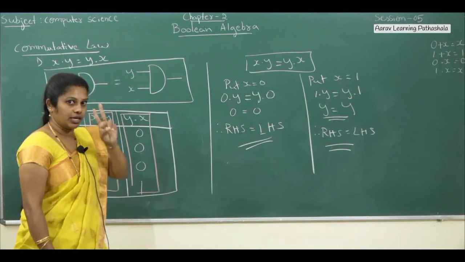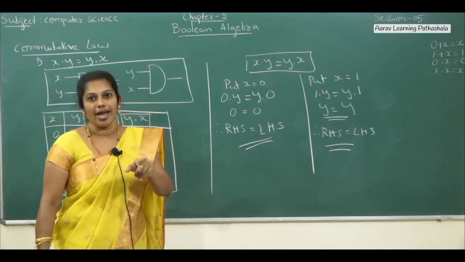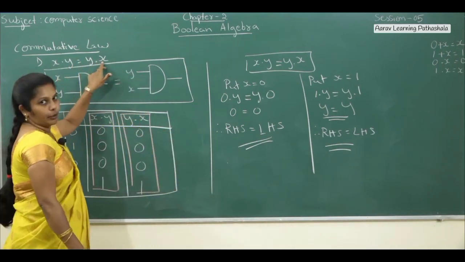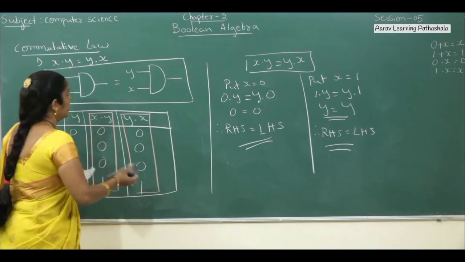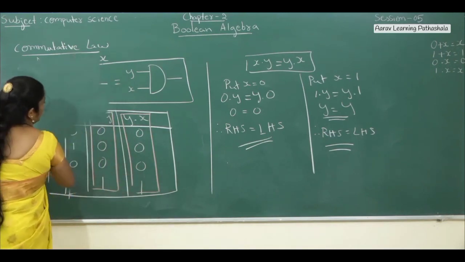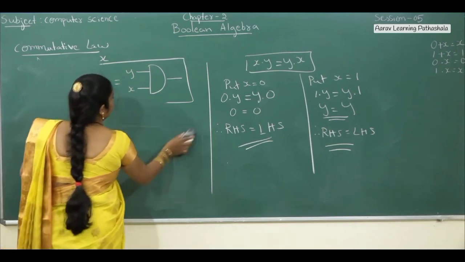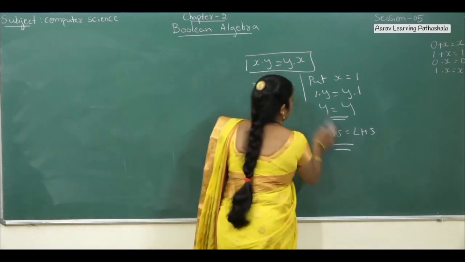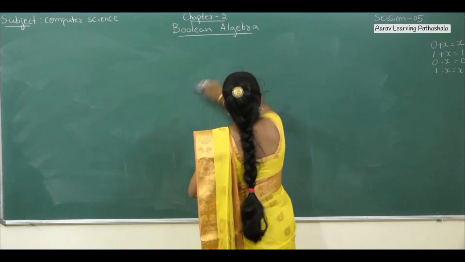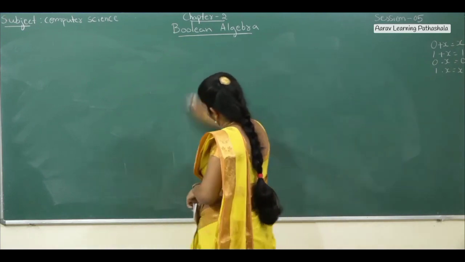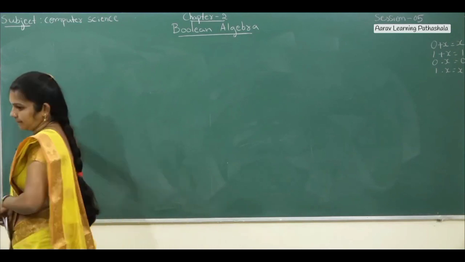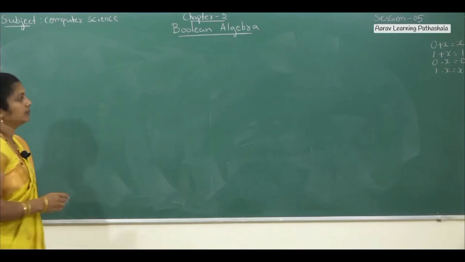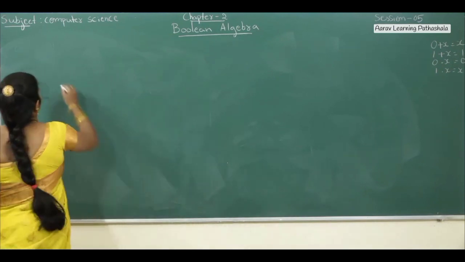In this commutative law, there are two properties. One is x plus y equals y plus x. The second law states that x into y equals y into x. Two properties on this you will study. Next, we will continue with the next one. Okay, next, we will continue with the associative law.